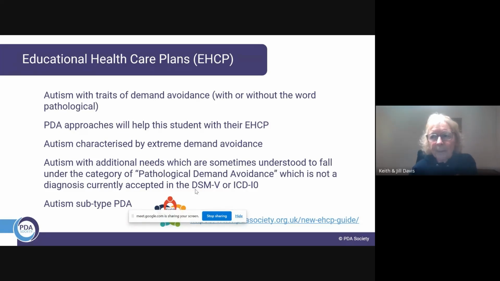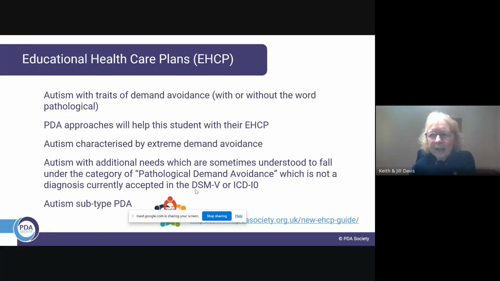Just want to talk a little bit about education healthcare plans, because some of you will have young people with these plans. It is helpful if children have got the EHCP to think about that supporting information you might have for each student. Because as we know, diagnosis is difficult to get, so it is focusing on need to understand the child. So if you see statements such as the ones on the slide now, like autism with traits of demand avoidance, characterized by extreme demand avoidance, autism subtype PDA, this should signpost you that it's highly likely that you're going to have to make some of these adjustments to accommodate that young person. But this is going to look very different to your other autistic learners.